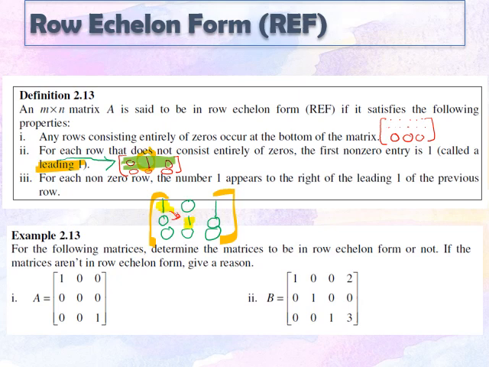Okay, we look at the example. For the following matrices, determine whether the matrices are REF or not. If the matrices are not REF, give the reason. A is equal to 1, 0, 0, 0, 0, 0, 0, 0, 1, right? So is this REF? No, right? Because we have this one.